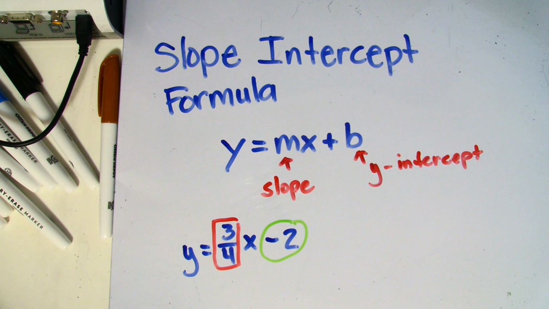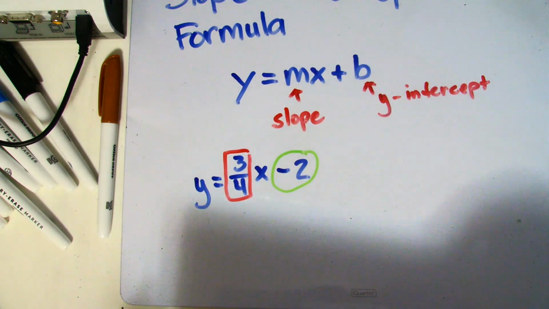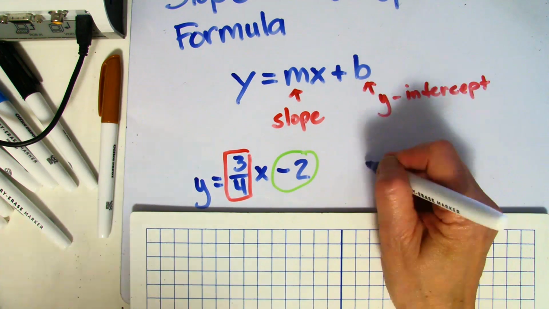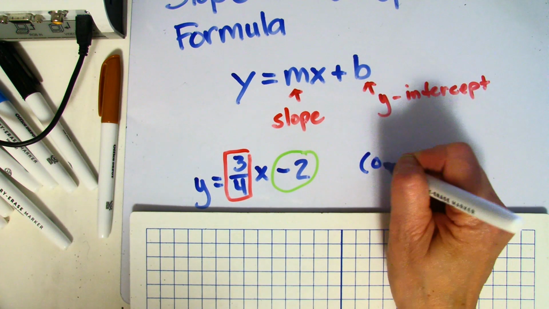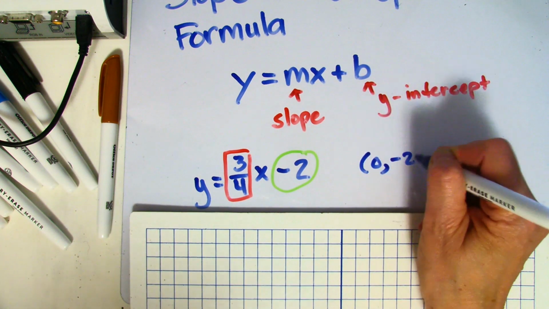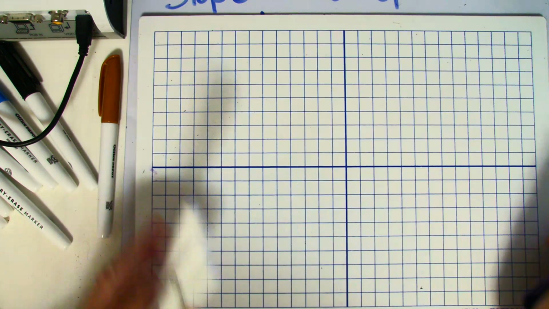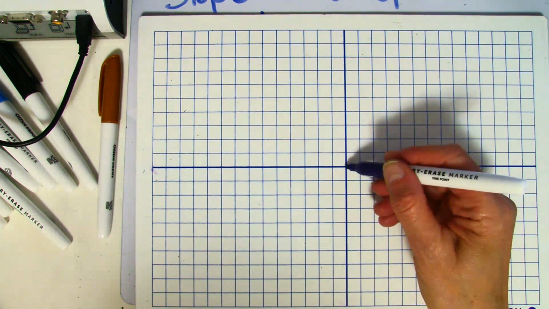Now the y-intercept, if you recall, is the point on the y-axis that the line will pass. So the way we can graph this line is by plotting where that y-intercept is. And so we know the y-intercept is going to be -2. So as a point, what that means is that our x value is going to be 0 and our y is going to be a -2. So let's plot that. Here's 0, we're going to go down 2.